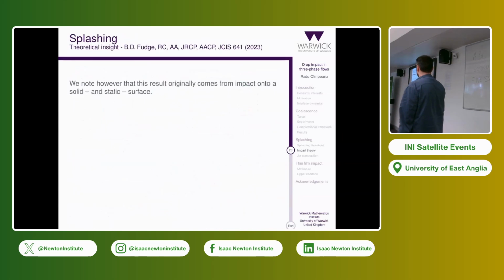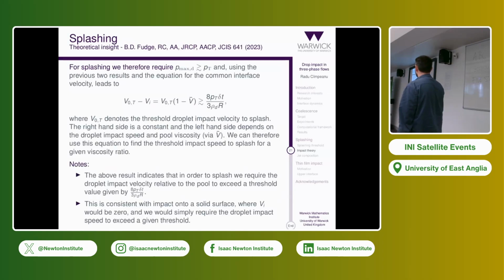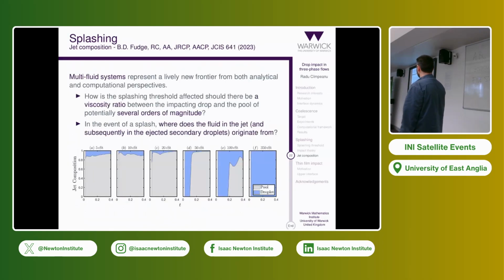I'll jump back now to the formalism in question. And the only other thing I wanted to mention about this problem was, because now we have the computations validated to a point where we are happy with them, we can start asking questions of the type, if we do have a splash sheet forming, where does the liquid come from? Does it come from the drop? Does it come from the pool? Does it matter with respect to viscosities?